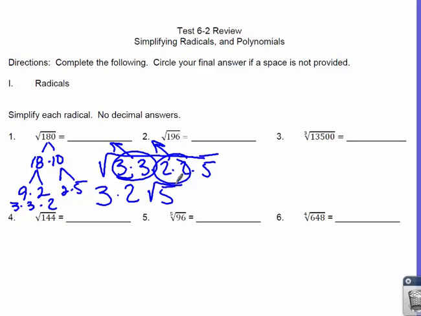Now if you remember correctly, our steps were we break our number down, we pull out our pairs, and then any numbers that we have on the outside, we put those together with multiplication. So 3 times 2 is 6, and whatever's left on the inside, we put it together with multiplication, and we just leave it under the radical. So we would end up with 6 times the square root of 5. Okay, so let me erase some of this, okay, and then we'll do the next one.